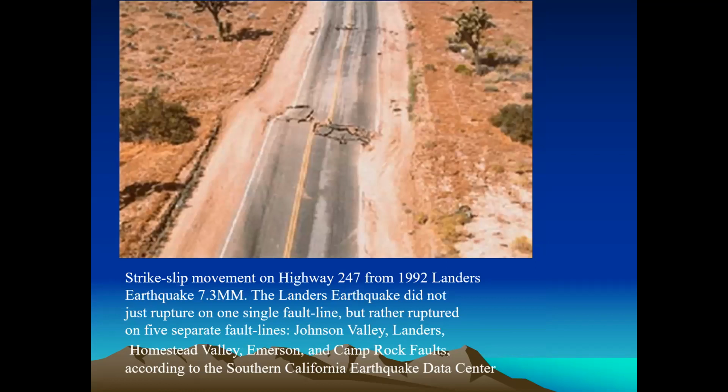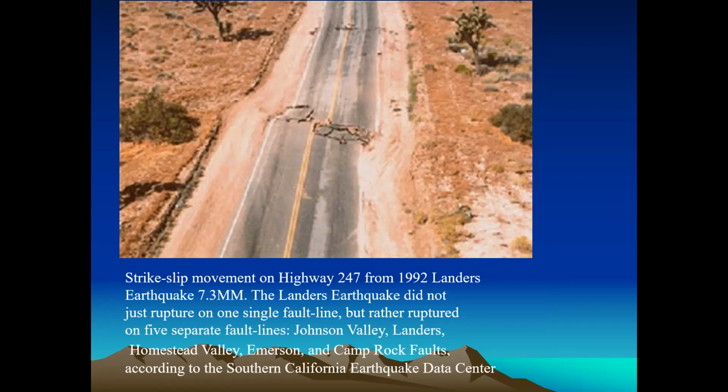Then this is some ground movement from the 1992 Landers earthquake. That's down in Southern California in the desert. The magnitude was a 7.3, another high magnitude quake here. This was the first time that seismologists found out that earthquakes don't just rupture one single fault line. There were 5 separate fault lines that ruptured during this earthquake.